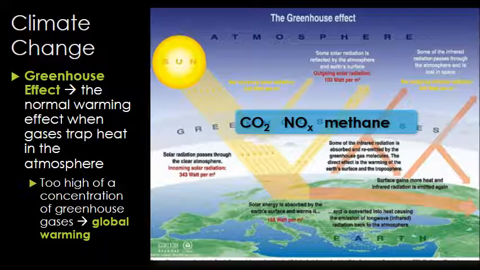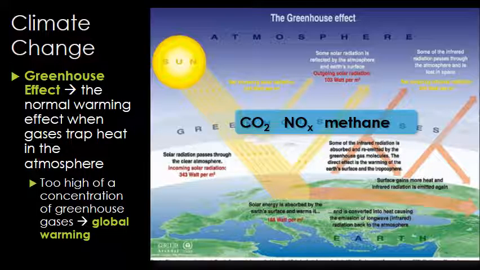Climate change is an argued one, but we need to understand that the greenhouse effect is a normal warming effect. Without the greenhouse effect, the planet would be a frozen ball. The problem is that the gases in the atmosphere that hold on to the heat that's reflected from the surface of the planet, such as CO2, NO2, NO3, the NOxes, methane, and a variety of other things, they absorb heat.